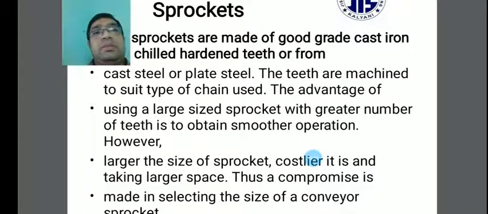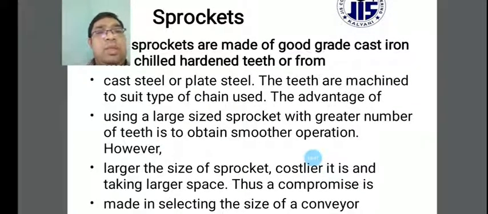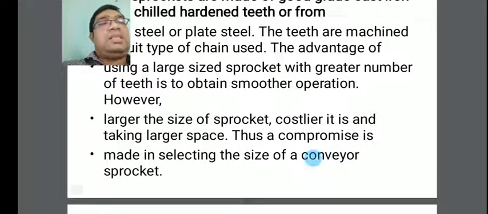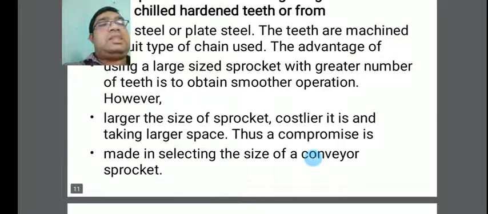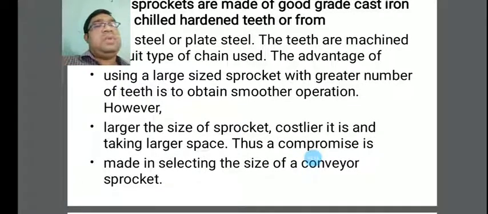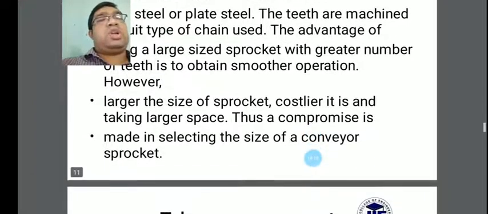The larger size of sprocket requires a larger cost, it is costlier, and it also takes larger space. That is the disadvantage: the cost is high and the space required is higher. Thus a compromise is made in selecting the size of the conveyor sprockets.